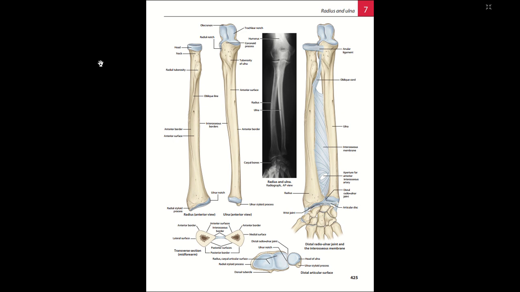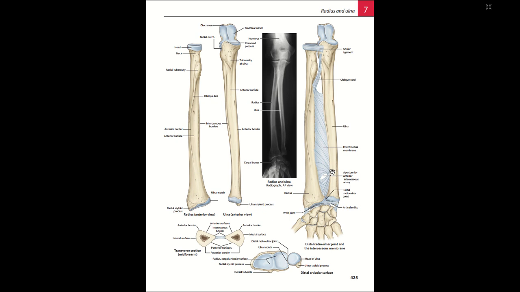Today we are going to talk about the radius and the ulnar osteology. These are two important bones that form the framework of your forearm. The radius being lateral, the ulnar being medial. The two bones are joined by an interosseous membrane, which is a very important membrane when it comes to fracture, because when the ulna is fractured, the radius acts as a splint.